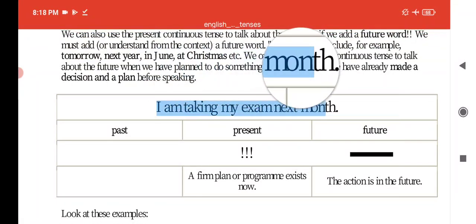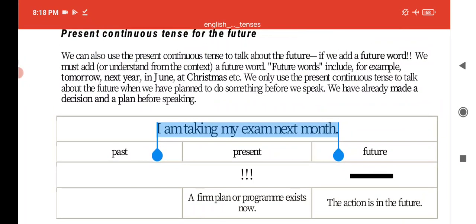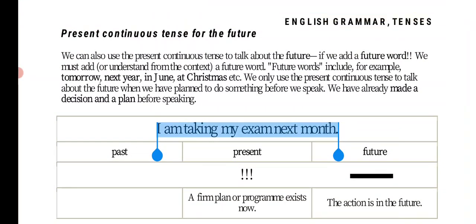Let me just highlight again. Understand? You have to use a future word in order to make a present continuous tense for the future. For example, tomorrow: I'm taking my exam tomorrow.